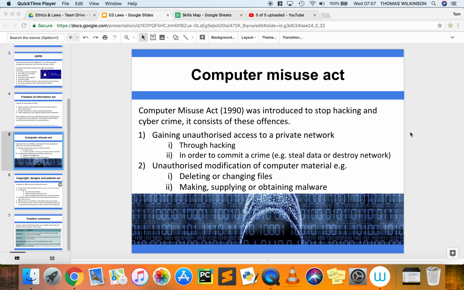Okay, so the law we're going to look at in this video is the Computer Misuse Act, and like all of these laws, it's worth having a look at some of the longer answer questions that are available both at GCSE and A-level, because it's not so much about the knowledge of the Act itself, it's the application of the Act to a particular scenario, which is the key thing that will secure you marks.